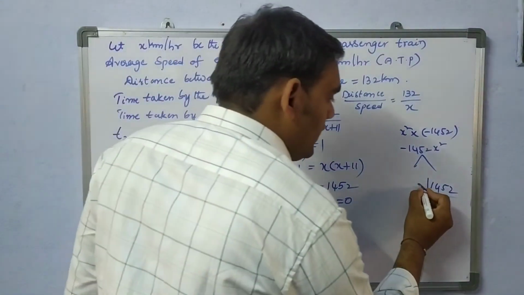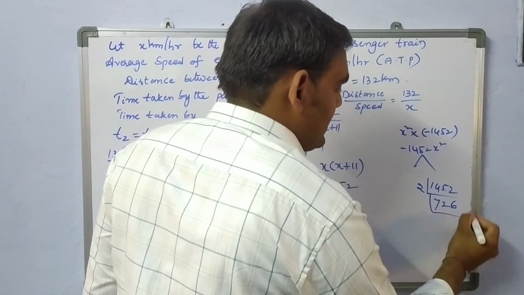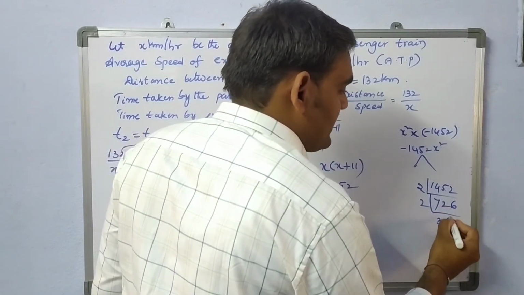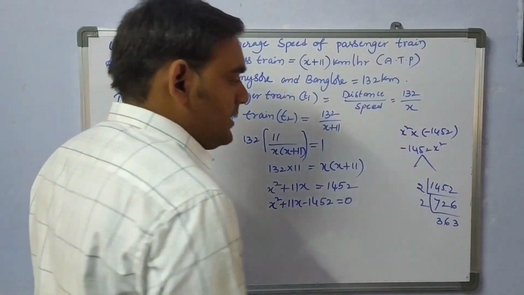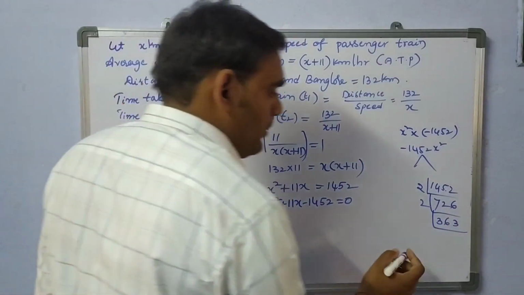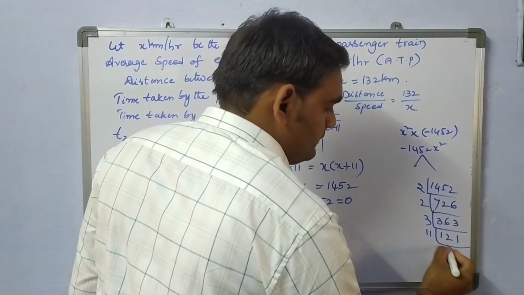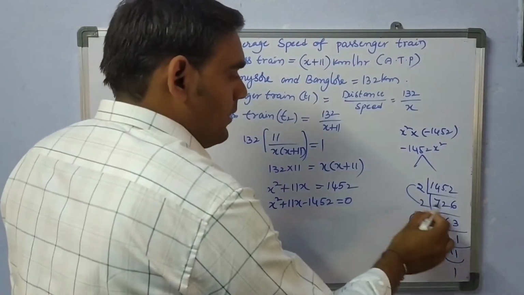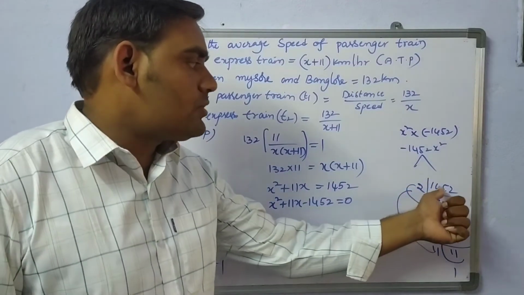Now here 2 sevens, 2 twos, 2 sixes. Next 2 threes, 2 sixes. Next 2 threes. After that, next take 3 table, no problem at all. 3 ones, 3 twos, 3 ones. Next take 11 table. So here 11 threes 33, 11 fours 44. So 44 into 33 we will get 1452.